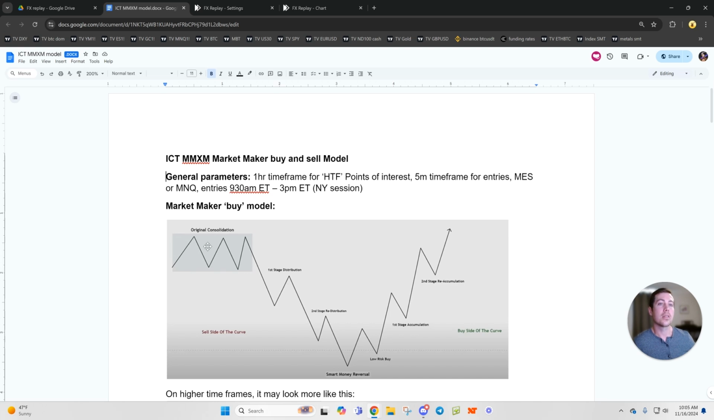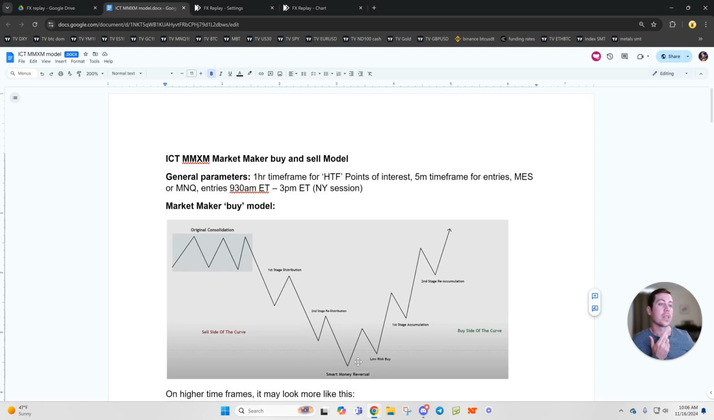Generally you'll see this market maker buy model, and we have this graphic here. You'll see an initial consolidation, and then as price is moving down, ICT used the word distribution, so several legs down to the downside, typically three pulses is generally what he'll show. So first stage distribution, second stage distribution, and obviously this is on the sell side of the curve when price is generally trending to the downside. And then at some key high time frame level, you will see what they call a smart money reversal, and I'll go into a little more on that in just a second.